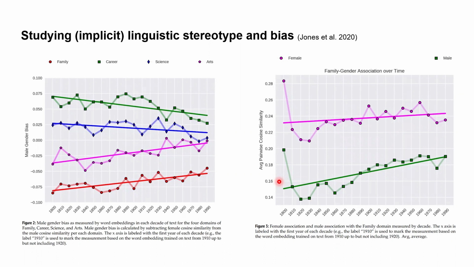So over time, you see the association between male and family. Initially, it is negative, at the beginning of the 19th century. Gradually, it is increasing, which means that the association between family and male is higher than before, which is a good sign, right? But it's still negative. You see, it's still negative.